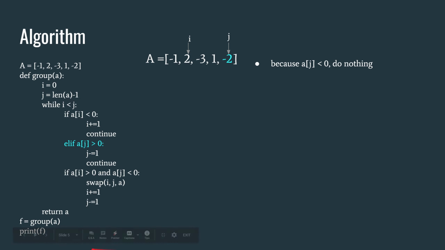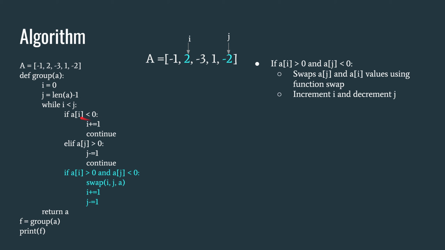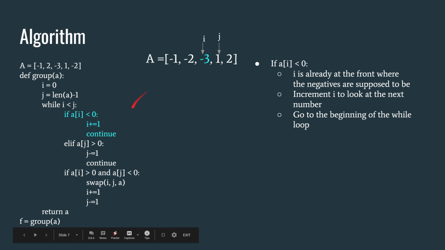Because AJ is smaller than 0, this if statement does nothing, and I is now 2 after incrementing it, so it doesn't go in this if statement. If AI is bigger than 0 and then J is smaller than 0, that means I is in the wrong place and J is at the wrong place, so it swaps them. So swaps where they are using function swap and increments I and decrements J. If AI is smaller than 0, and for this case it is, so it increments I and goes to the beginning of the while loop.